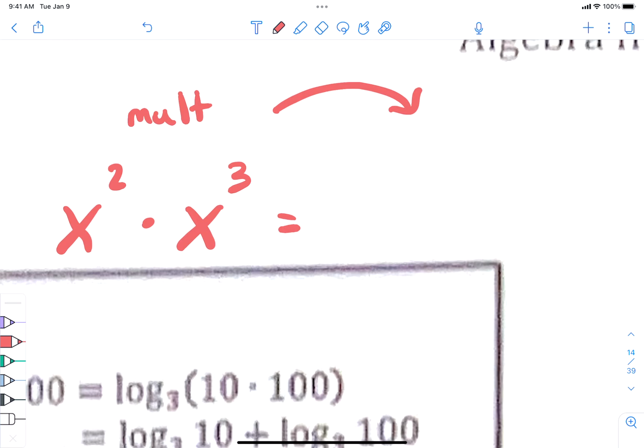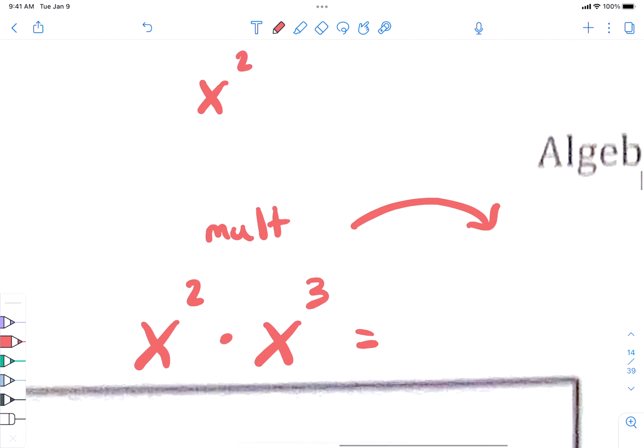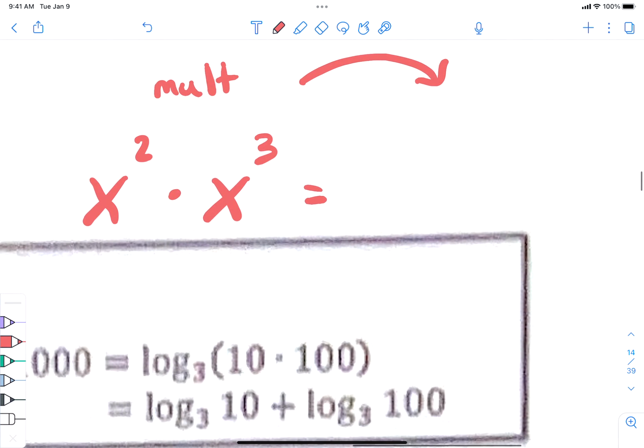So x squared times x to the 3rd power. X to the 5th? Is it 5 or is it 6? 5 because you add. Okay, what's the difference? Let's do this one up here. That's 6. Down here, this one is 5 because you are adding them. You take 2 plus 3 and that gives you x to the 5th power.